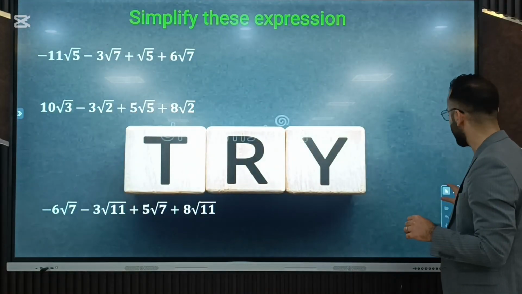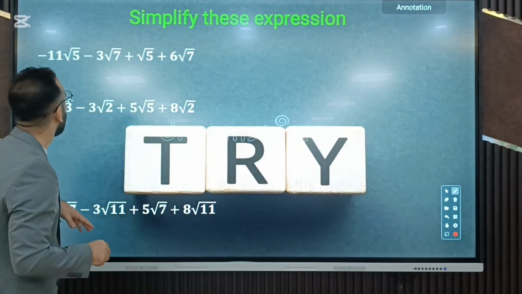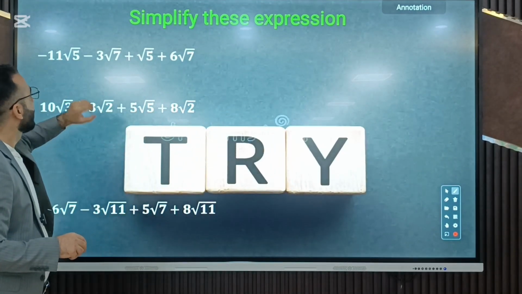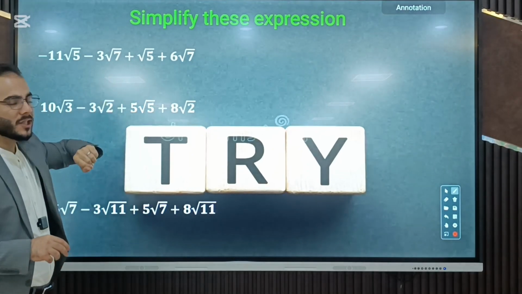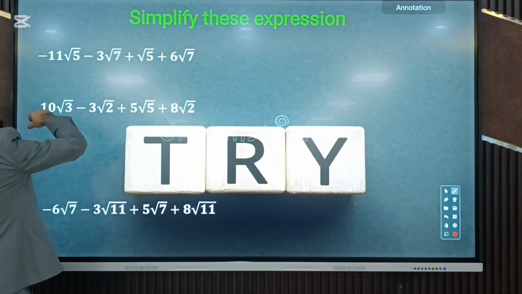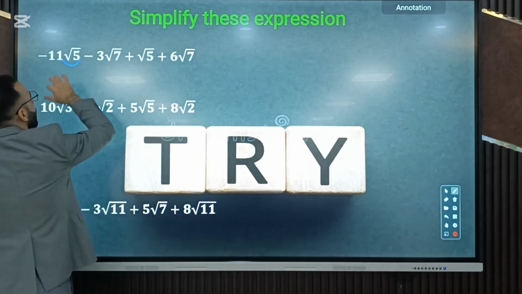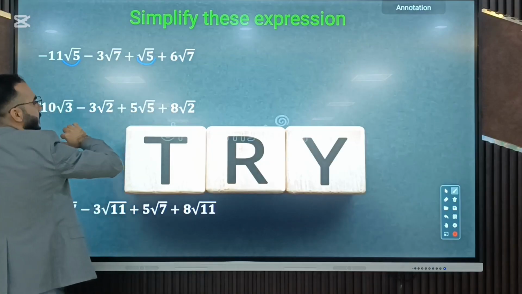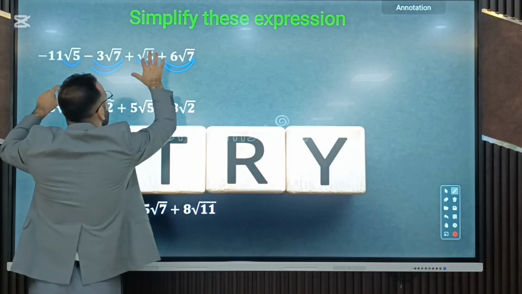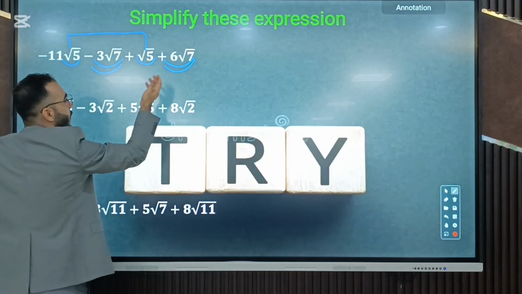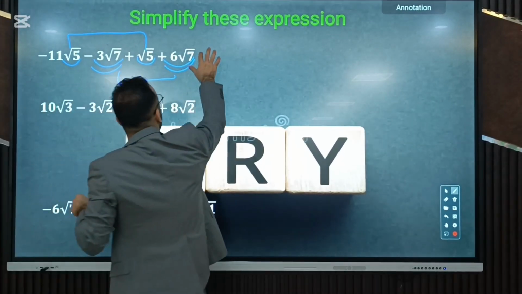Yes, simplify this expression. Let's do one of them or two of them, then I will leave the others for you guys. Negative 11 square root of 5 minus 3 square root of 7 plus 1 square root of 5 plus 6 square root of 7. So do we have common square roots? Yes, we do. Here we have got square root of 5, and here we have got square root of 5. Here we have got 3 square root of 7. Here we have got 6 square root of 7. So these two together can be subtracted or added, and these two can be subtracted and added to each other. So let's just do it.